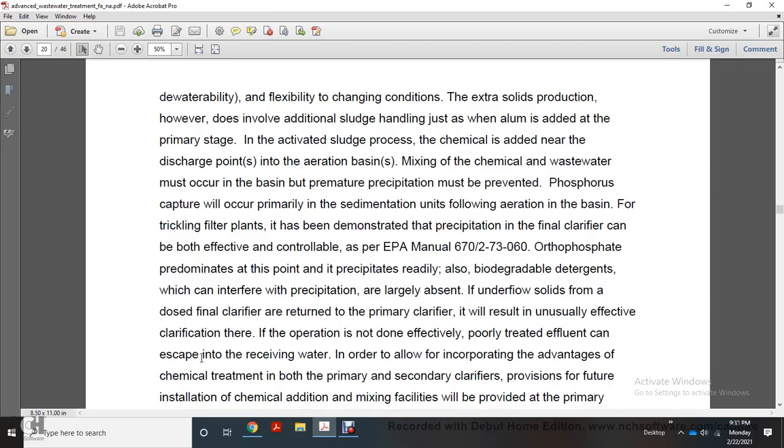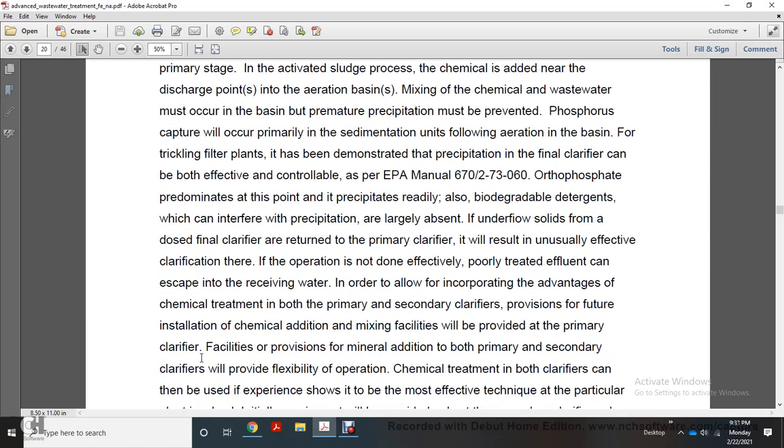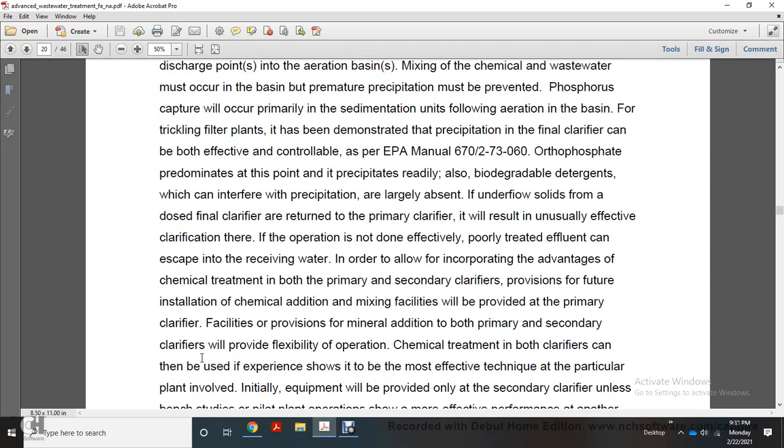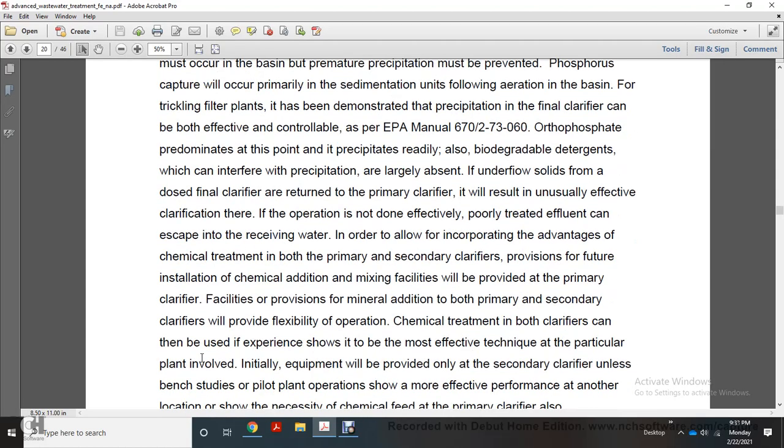Poorly treated effluent can escape to the receiving water. In order to incorporate the advantage of chemical treatment, both primary and secondary clarifiers should be provided. For future installation, chemical addition and mixing facilities should be provided with the primary clarifier facilities. Provision for mineral addition to both primary and secondary clarifiers provides for operational flexibility.